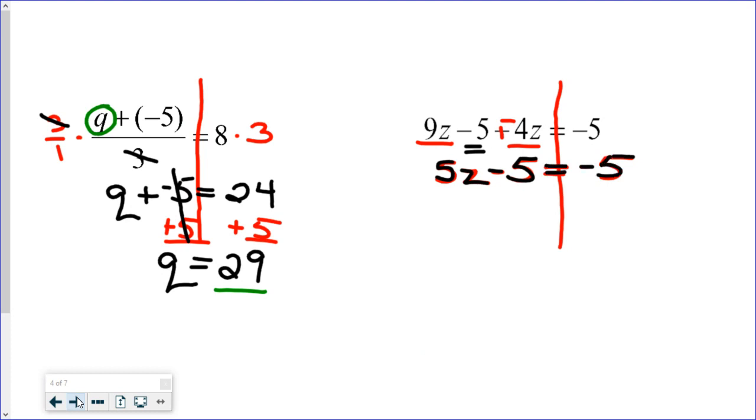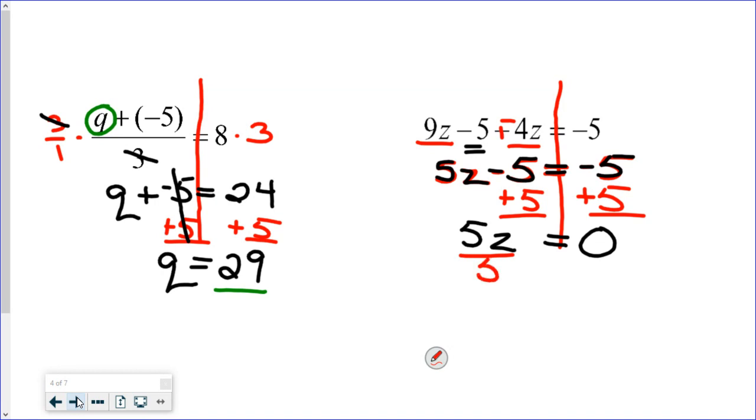Now keep the 5z, get rid of the other stuff. So it looks like what we've been doing the last few days. Now, this is a -5. So I'm going to add it because adding is the opposite of subtracting. So we have 5z equals, so what is -5 plus a +5? 0. Okay, this looks weird, but we can do it. Divide both sides by 5.